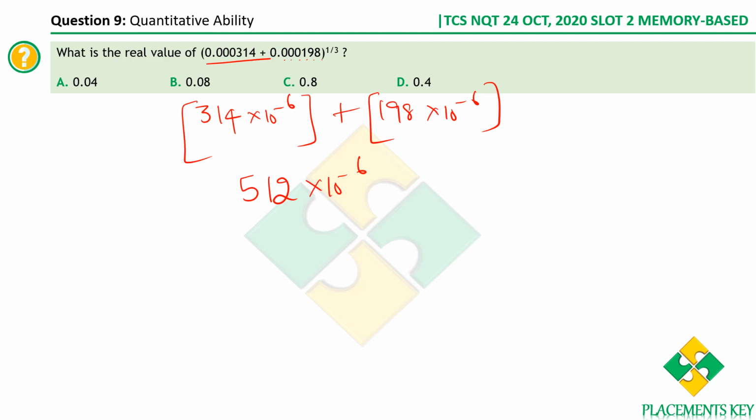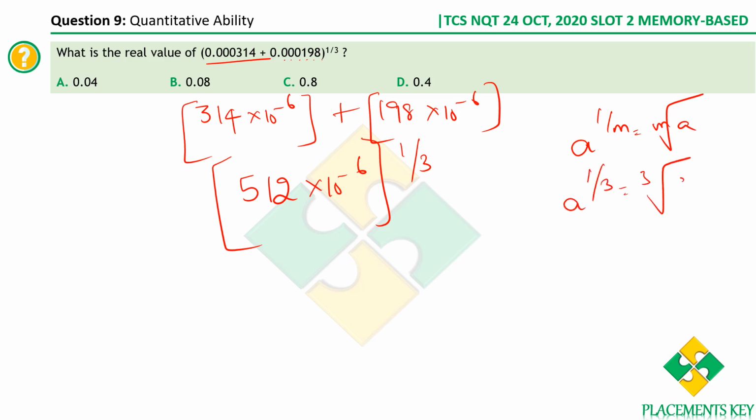Yeah, I'm sorry. For all of this you have a power 1 by 3. So what is it that we get now? Cube root of all of this. We know that a power 1 by m is equal to the mth root of a. So since we have a power 1 by 3, it is the cube root of a. Therefore, cube root of 512 into cube root of 10 power minus 6.